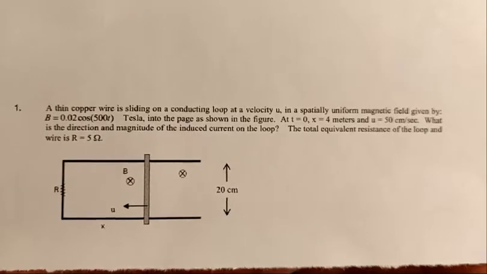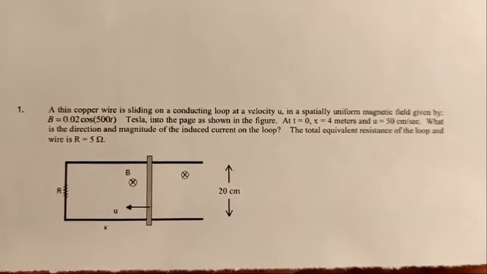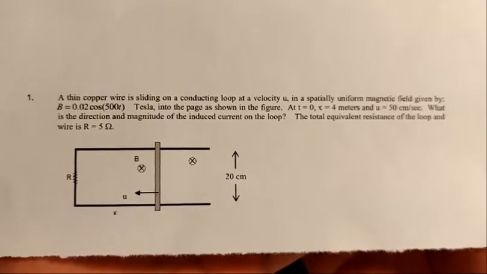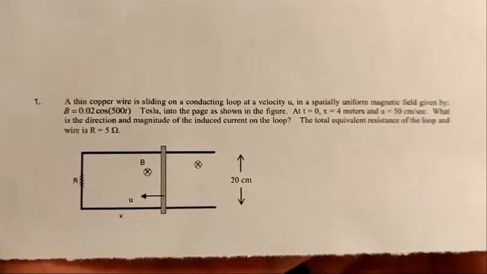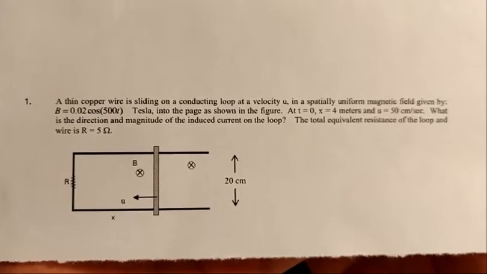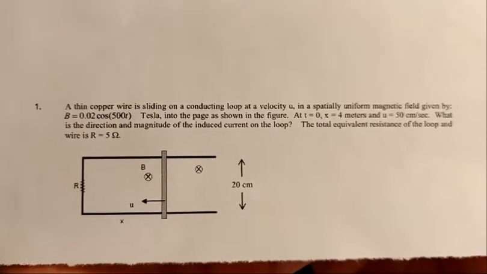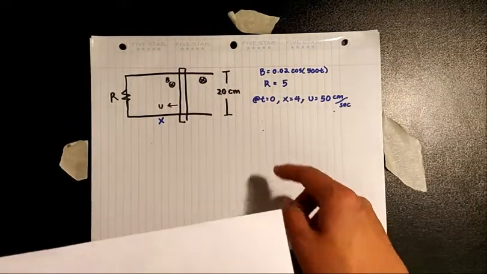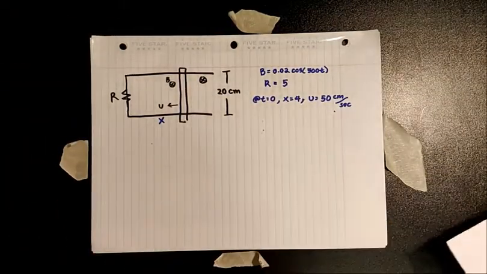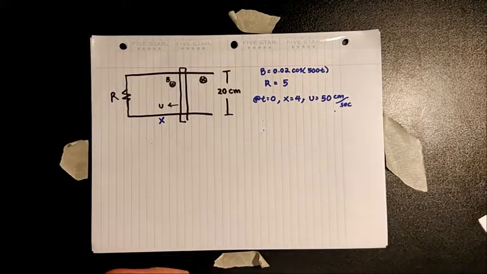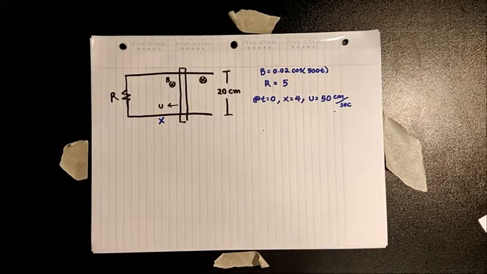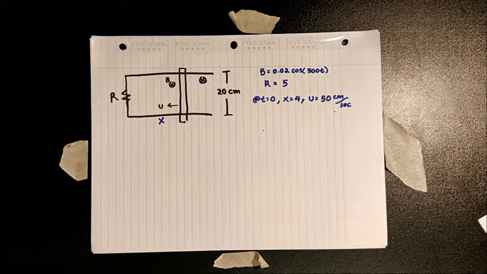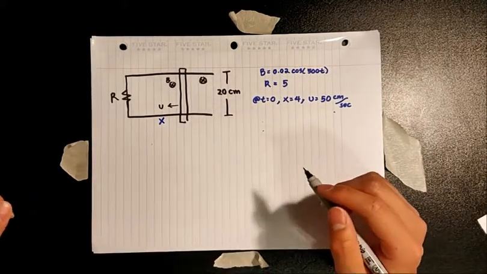At t is equal to 0, x is equal to 4 meters, and u is equal to 50 centimeters per second. What is the direction and magnitude of the induced current on the loop? The total equivalent resistance of the loop and wire is equal to 5 ohms. So I just drew it on this paper to make it easier to see. And the question I just read is essentially just asking for the direction and magnitude of the induced current.